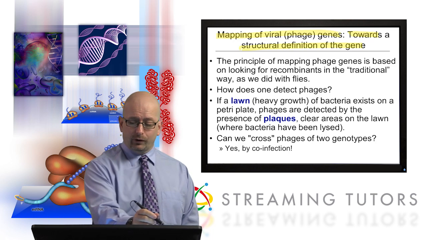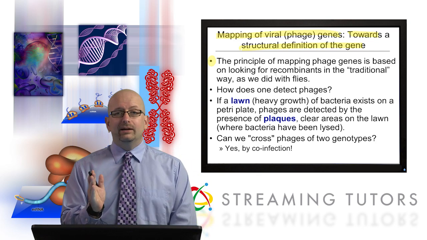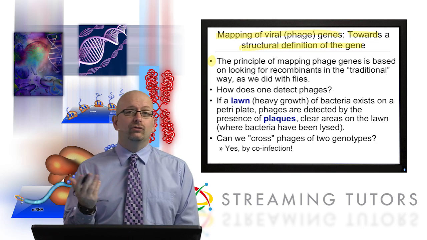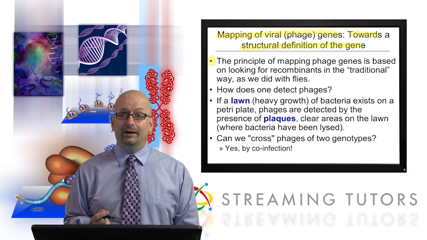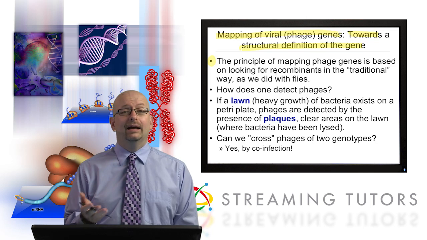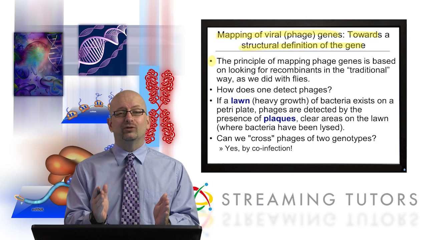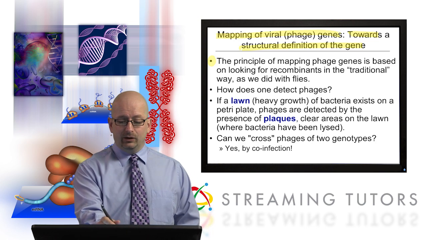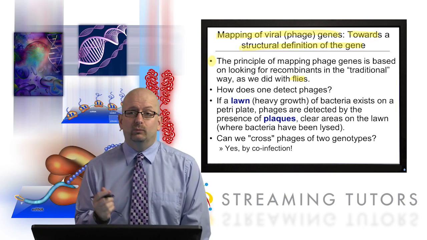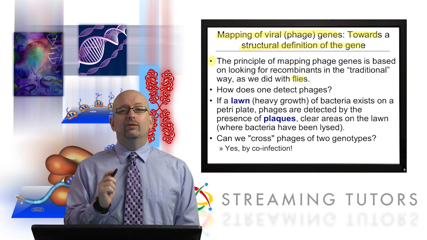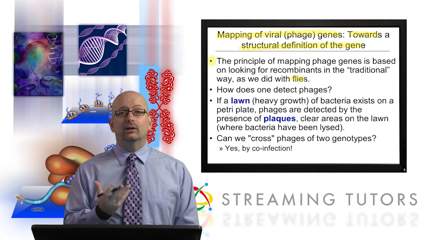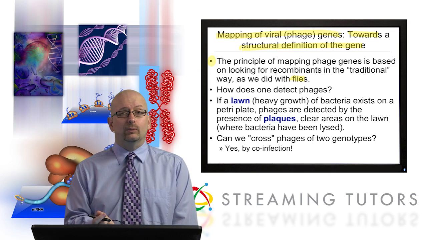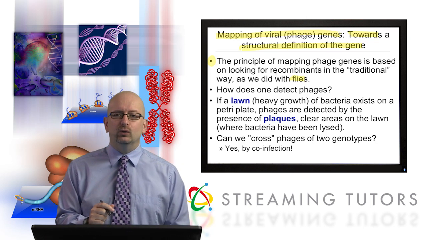The whole idea of mapping, we've done it so many times in so many different contexts. It's based on the same way that we've always done it, which is looking for recombinants and figuring out, based on the percentage of recombinants, how far apart two loci are, just like we did with flies. But with phages, we have to be a little bit more clever about it. How could one even know phages are there? You can only see them with an electron microscope. We're not going to use that.